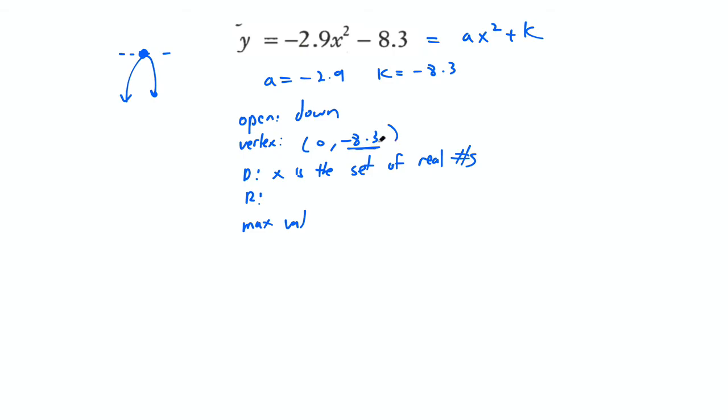It's going to be the y value of the vertex, right? So the max value is just y is equal to minus 8.3, okay? So then the range, as long as our y value is less than or equal to the maximum possible value, our function makes sense.